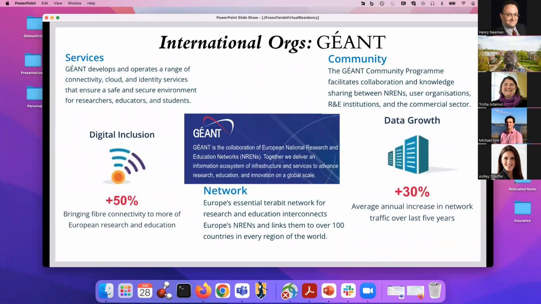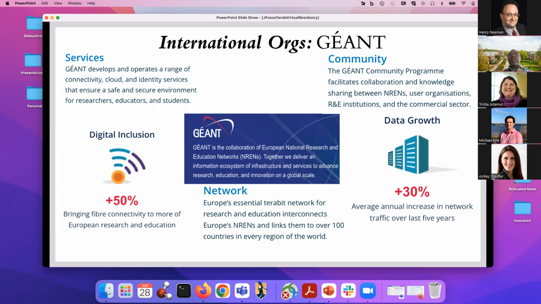So another international organization, GÉANT, by its French acronym, provides services. GÉANT develops and operates a range of connectivity, cloud, and identity services. It's similar to Internet2, with identity services that ensure a safe and secure environment for researchers, educators, and students. Just as Internet2 builds community, GÉANT does similar things.